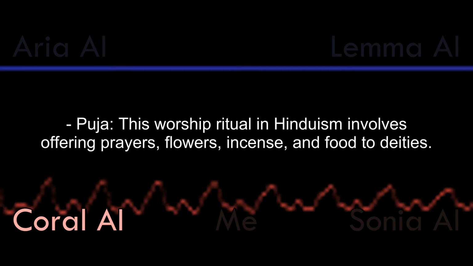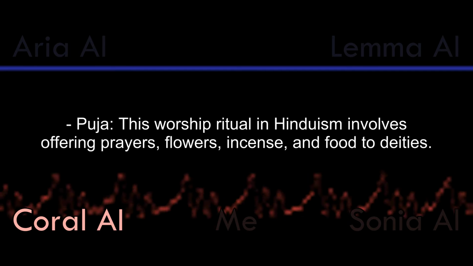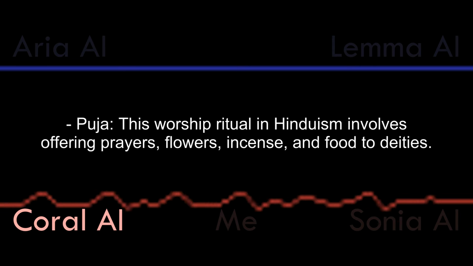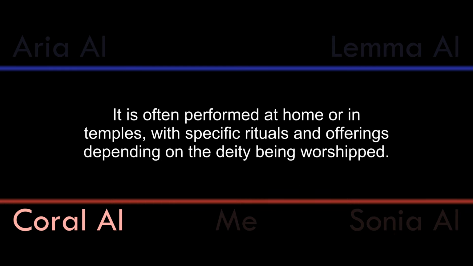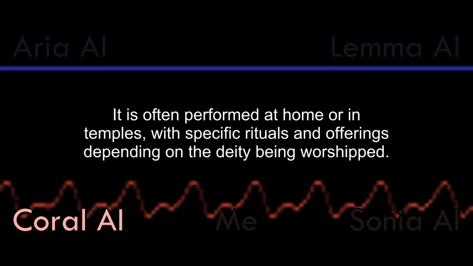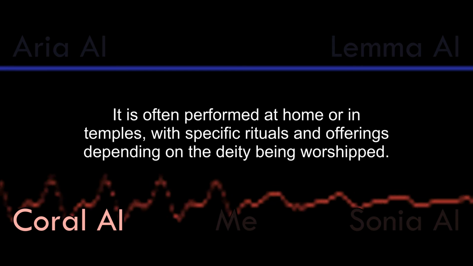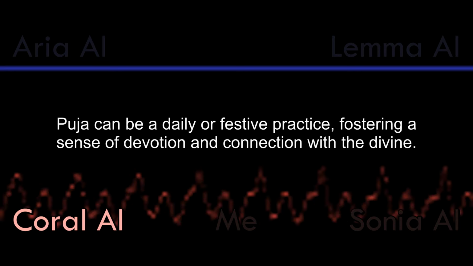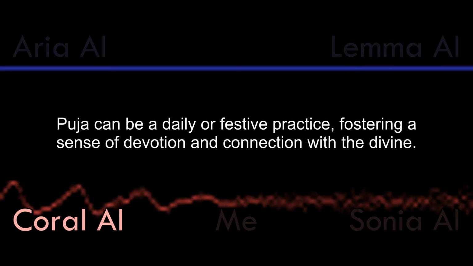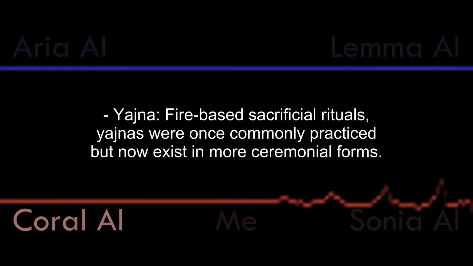Hinduism, puja and yajna rituals. Puja, this worship ritual in Hinduism, involves offering prayers, flowers, incense, and food to deities. It is often performed at home or in temples, with specific rituals and offerings depending on the deity being worshipped. Puja can be a daily or festive practice, fostering a sense of devotion and connection with the divine.